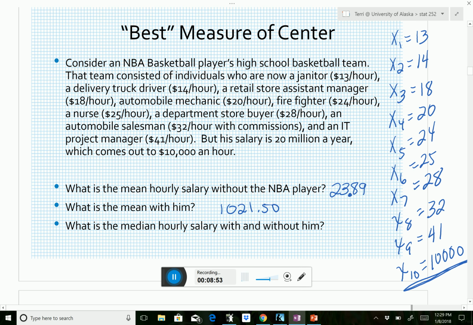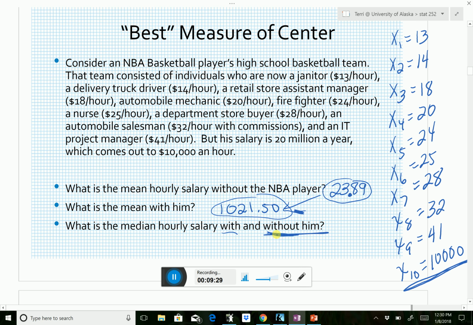Okay. So look what happens to the mean. This one person takes the mean from $23.89 to over $1,000. Do you honestly think this is showing the center of the data in this case? You should be thinking no, because the mean hourly salary without him is only $23.89. So this doesn't make much sense. So let's look at medians, with and without him.